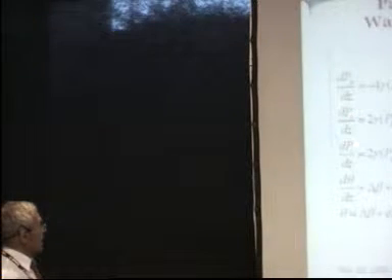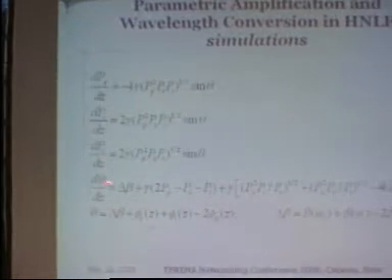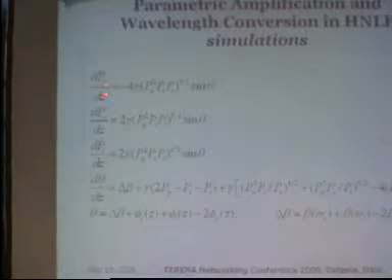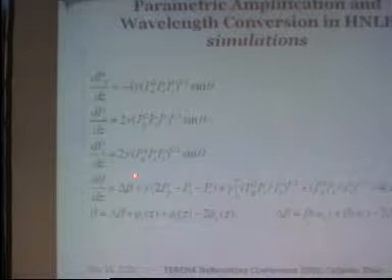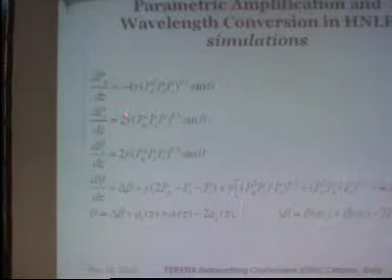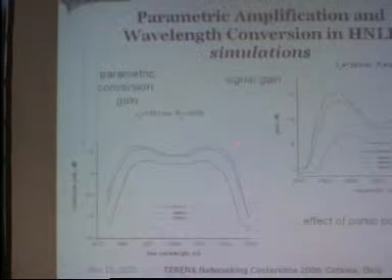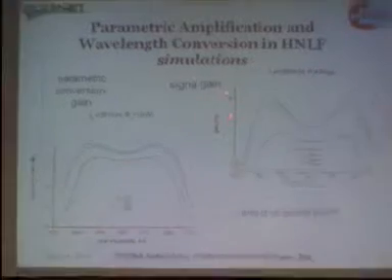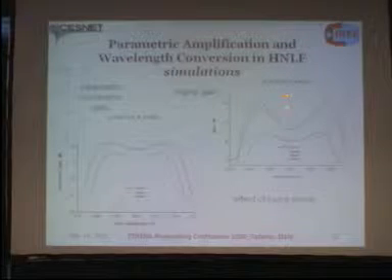I will not trouble you with too much mathematics. These are simply P, the power of the pump, signal, and idler, and this is the phase, the total phase difference between these four waves, or three waves in this case, because this is a degenerate parametric amplification. So this is the overall phase. When you solve these coupled equations by a standard Runge-Kutta subroutine, you will obtain results like that. So this is the spectrum of the gain for a single frequency parametric amplifier.